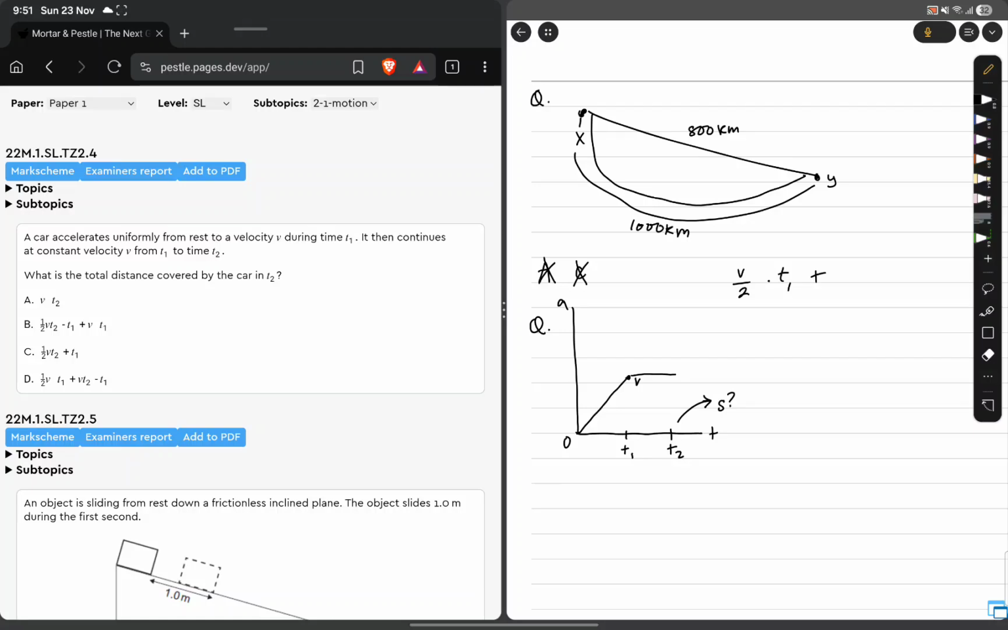We add this to the constant section, which is going to be v times t2 minus t1, because we don't want to include the section before t1. We'll realize that that actually matches d. So let's try to simplify to match d completely.